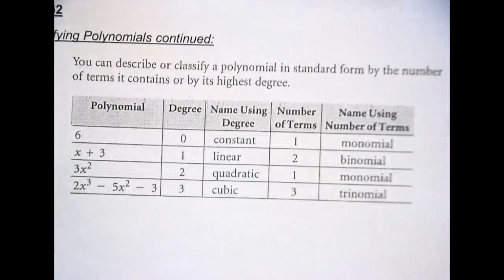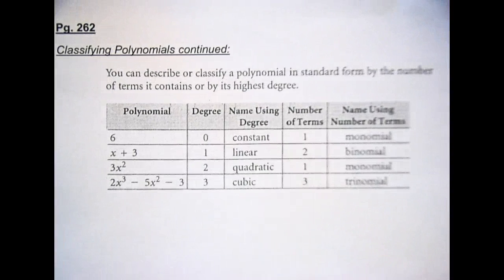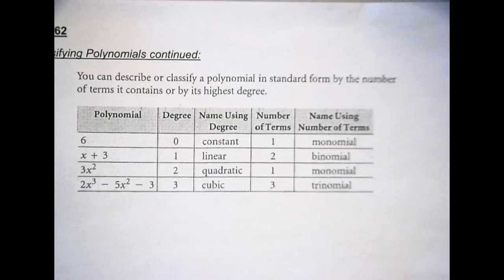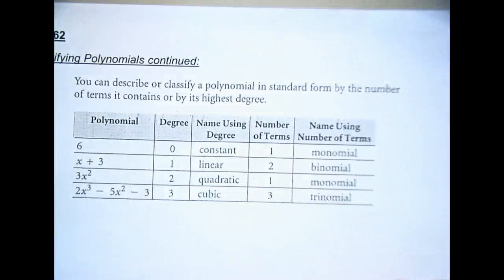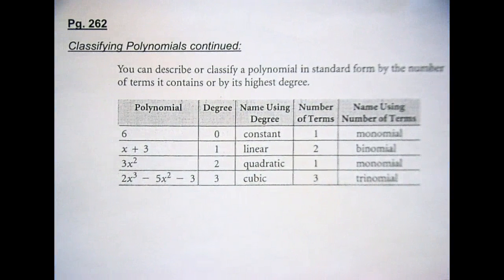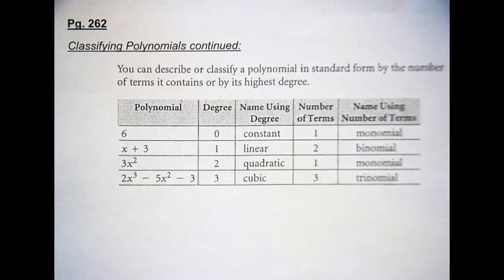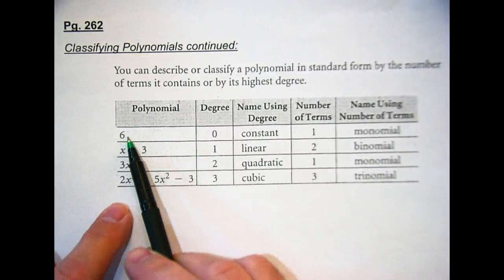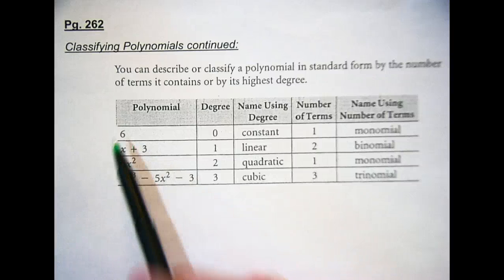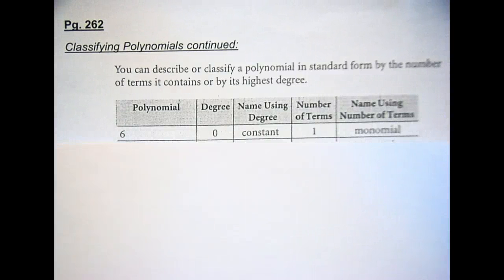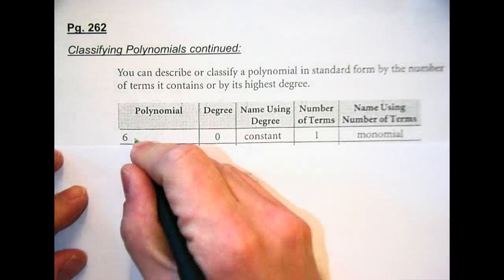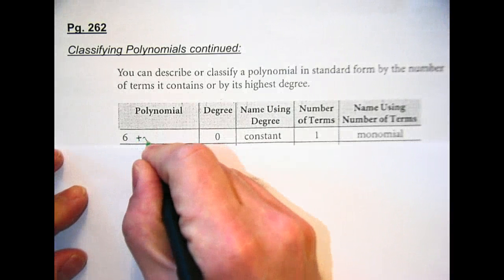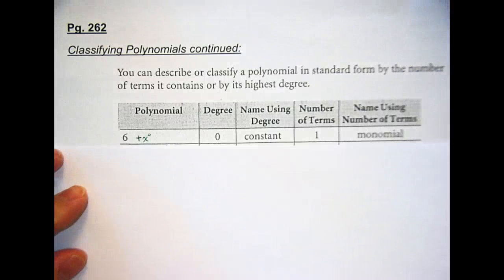This is on page 262. It's a table. It really sets up the names of them by degrees and terms. Actually, let me focus in here. Hopefully I can get this to focus right. It's a little better. Okay. So a polynomial, for instance 6, if that's our polynomial, I know that's not much of a polynomial, but it's a degree 0 because if I had plus x to the 0 power here, okay?